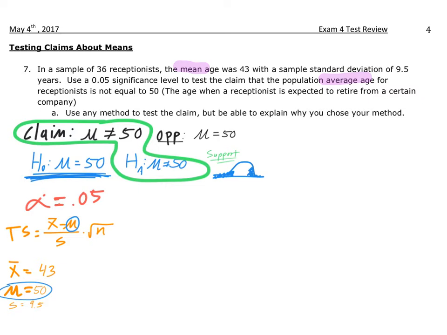Setting up the formula and solving it will give you this. 43 minus 50 for the numerator divided by 9.5 and then multiplied by the square root of 36. Calculating that out is going to give me a test statistic of 4.42. And this is something that I've skimmed over earlier, but this is really important to identify, that this test statistic is not a z. The reason that this is not a z is because it's coming from the formula with the s, the known standard deviation for the sample.